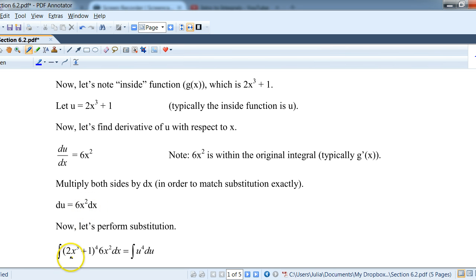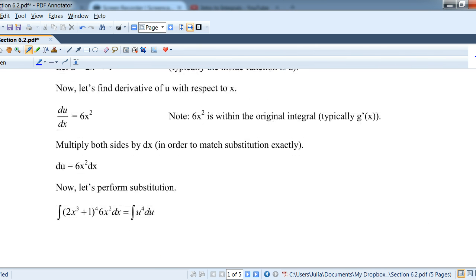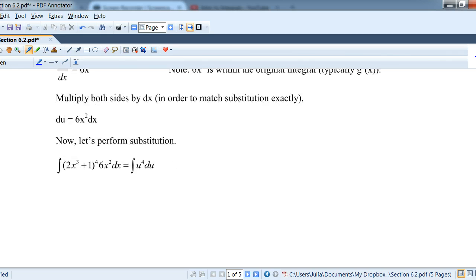And then let's perform the substitution. Notice it's still an integral. 2x cubed plus 1 was u, so it becomes u to the 4th power. 6x squared times dx was du, as you can see above. So it basically becomes the integral of u to the 4th times du, which is a rather simple integral to do using the power rule from the previous section.